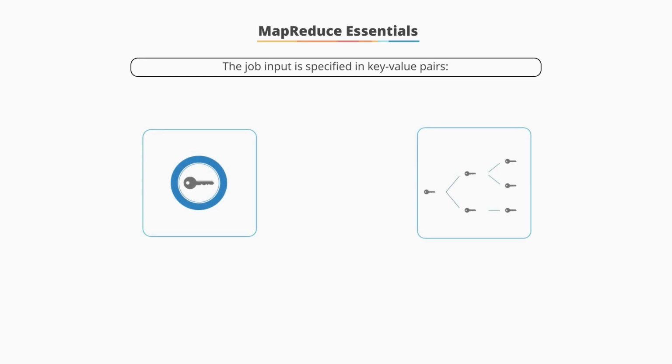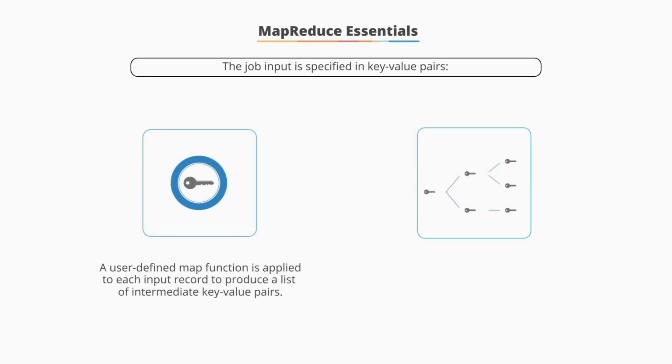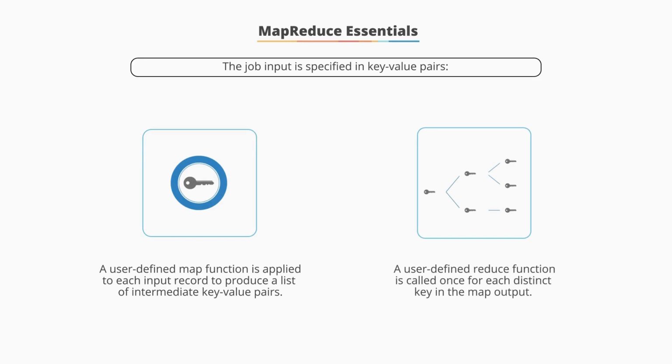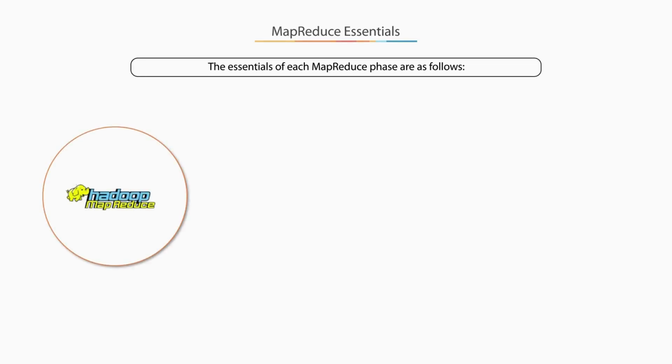Each job consists of 2 stages. First, a user-defined map function is applied to each input record to produce a list of intermediate key value pairs. Second, a user-defined reduce function is called once for each distinct key in the map output. Then, the list of intermediate values associated with that key is passed. The essentials of each MapReduce phase are as follows.